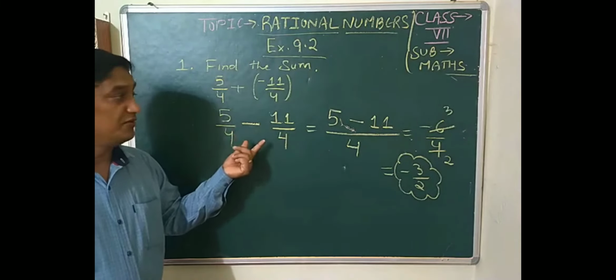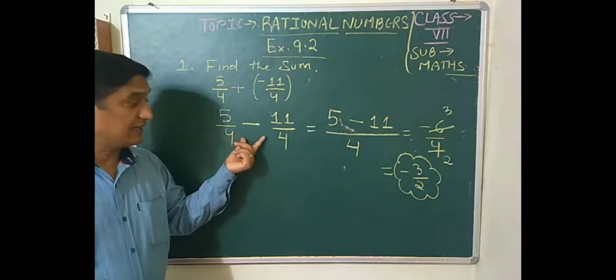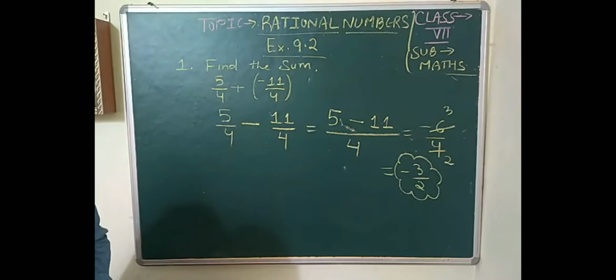Now children, we will do the second part. In the second part, what we have is 5 upon 3 plus 3 upon 5.